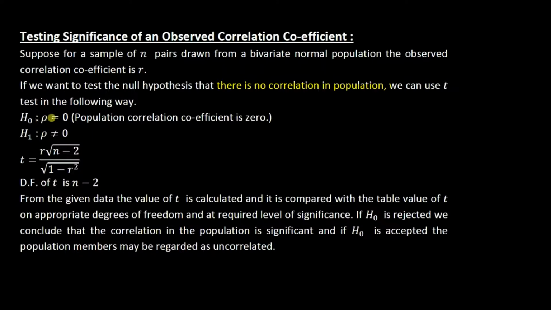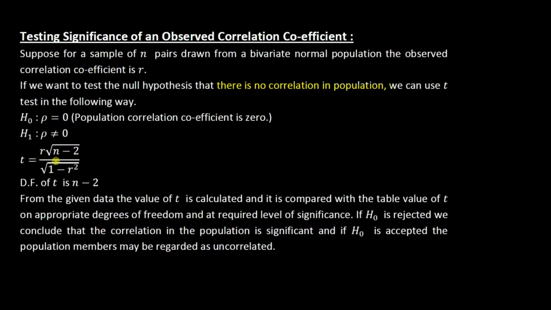This is called rho. Rho equal to 0 means population correlation coefficient is 0. That means there is no relation, there is no correlation in population. And alternate hypothesis is rho does not equal 0.